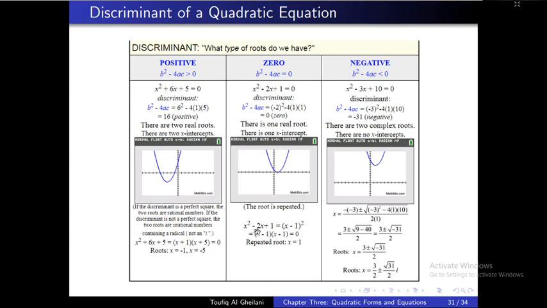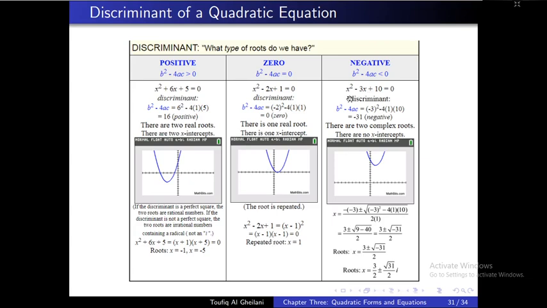x squared minus 2x plus 1, I can factorize as two factors, x and x. Then the sign of the last term is positive, so the sign will be the same in the two brackets, the same as the sign of the middle, minus. Then I ask myself, what are the two numbers that when I multiply together will give me 1, and when I sum will give me 2. 1 times 1 will give me 1, and the sum will be 2. So I put 1 here and 1 here. So we have repeated roots, x equals 1.